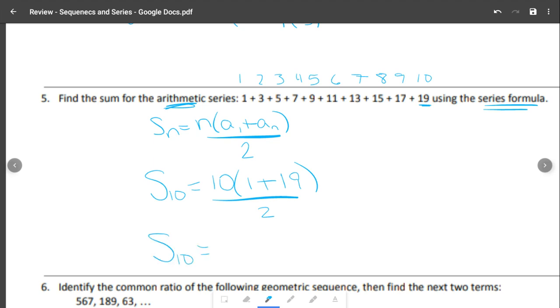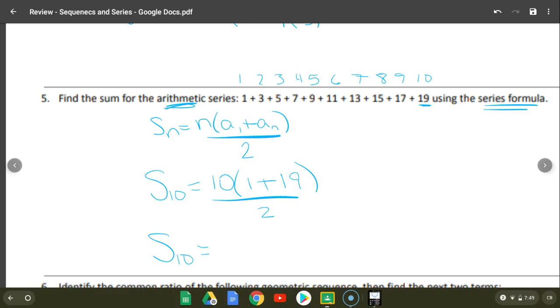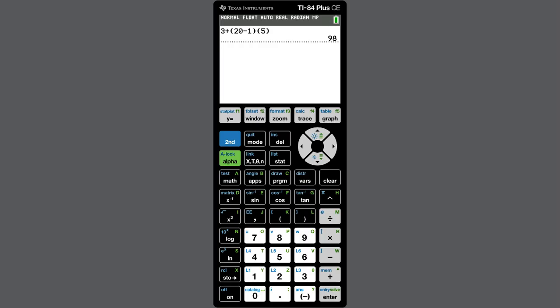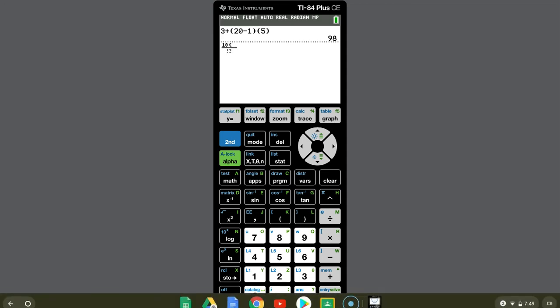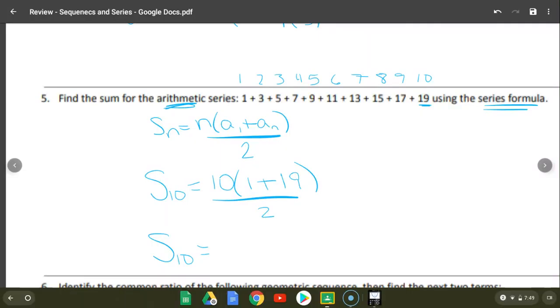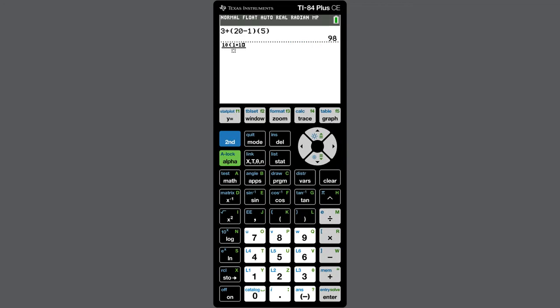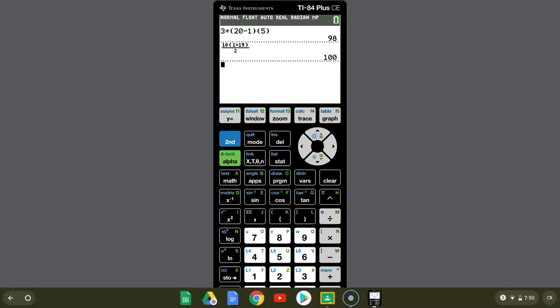I would plug that into my calculator if I were you. And I would use the fraction button. Alpha, Y equals, choice 1. We have 10 times 1 plus 19, all divided by 2. And you should get 100.